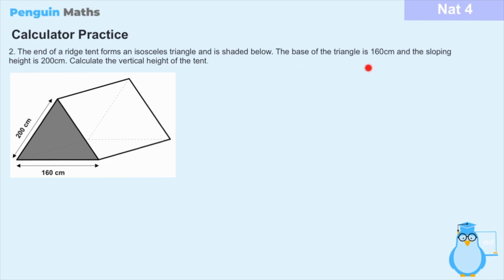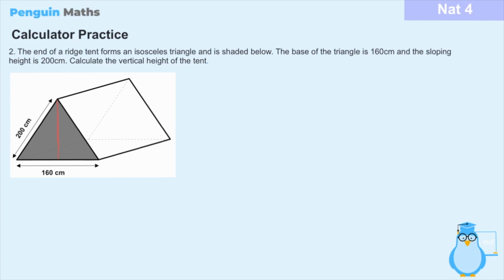And we're told that the base of the triangle is 160, so this is the base right here, and the sloping height is 200, so that's going to be this length right here, and we're asked to calculate the vertical height of the tent. Now we know that vertical means up and down, so what the question is asking us is the height from the bottom part, so the base, up until the tip right here, and that's different from the sloping line because that's not a vertical distance and it's also not perpendicular with the base. So it's asking us essentially the height from here up to here.